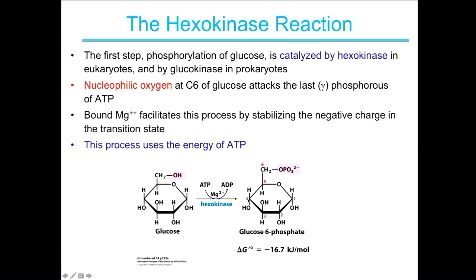1, 2, 3, 4, 5, 6. So it's the phosphoryl group replacing the hydroxyl group on the 6 carbon. So you get glucose 6-phosphate from hexokinase. Other kinases might do it somewhere else. Hexokinase, carbon 6, whether it's glucose or mannose or certain other sugars as well.